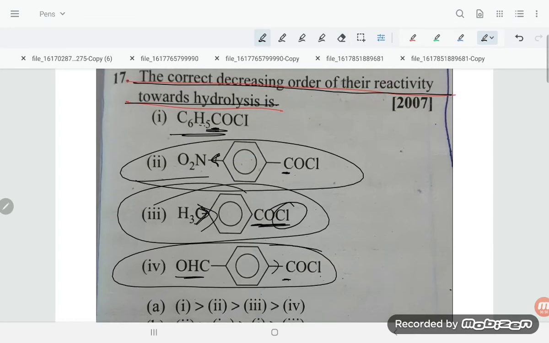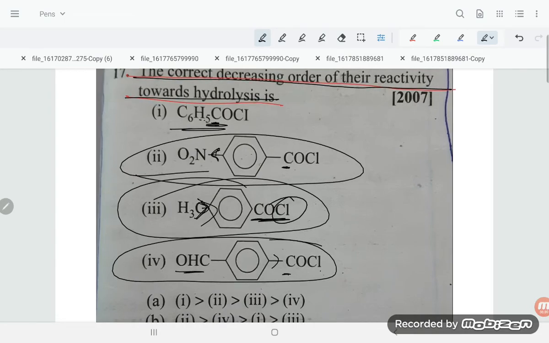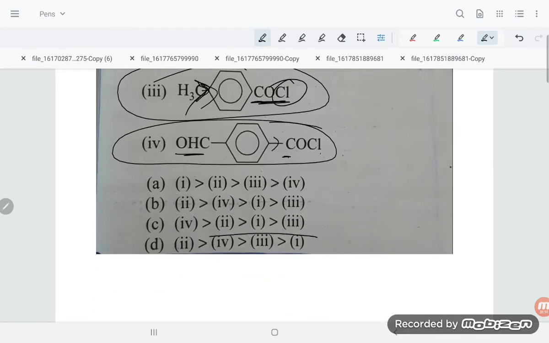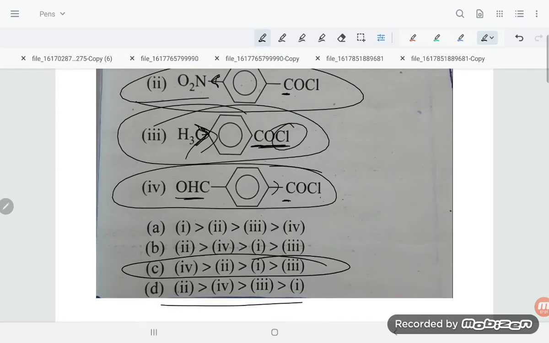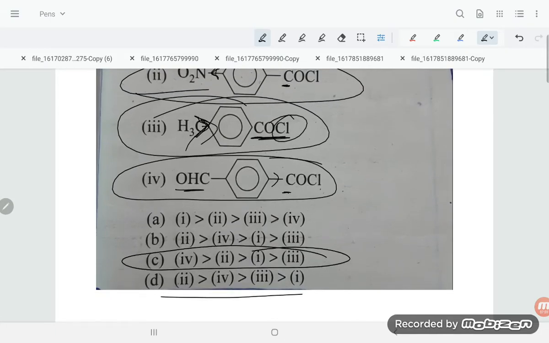Here Cl group is there, students, and this is the donor group. Here is also Cl group, and it is electron withdrawing group. So the correct option is not 4. The correct option will be option number third. Okay, that you have to check it out, because fourth number you see.